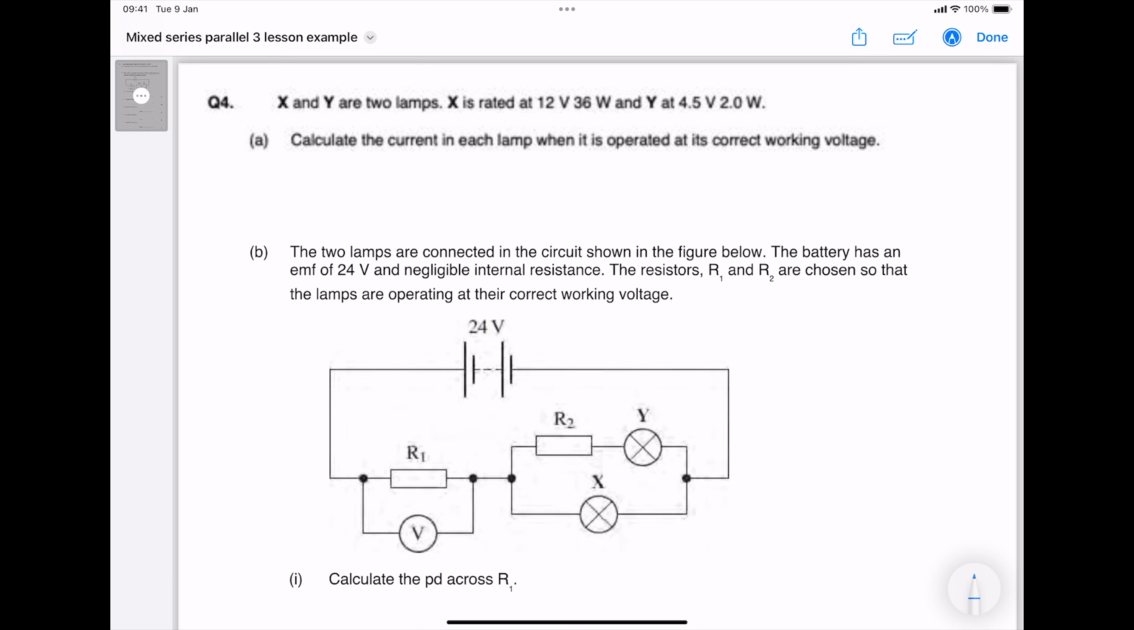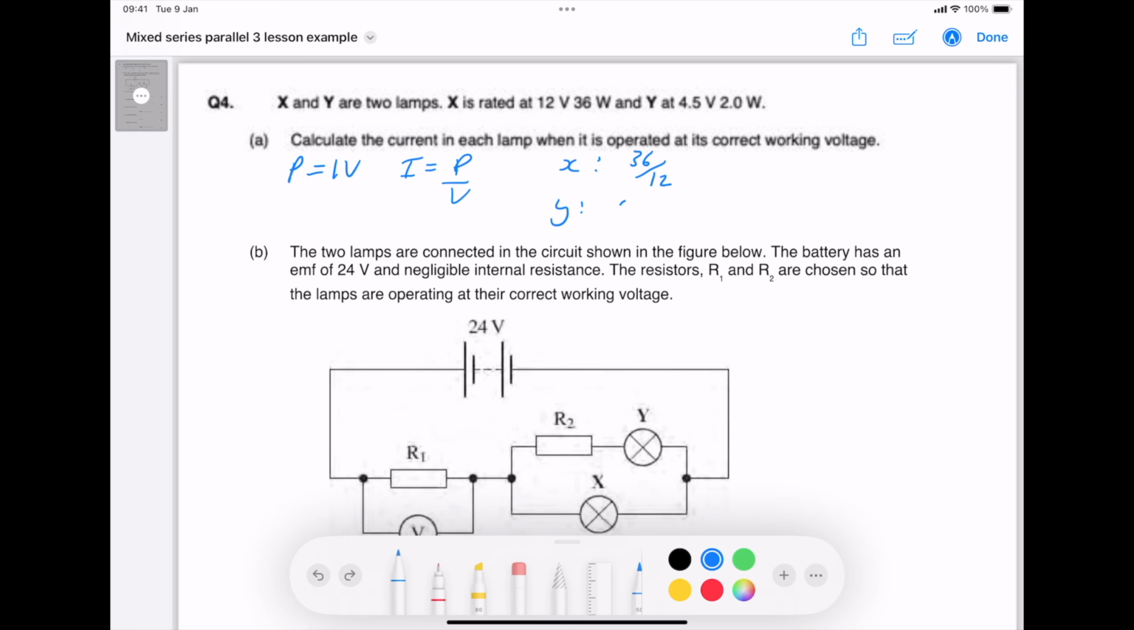So we're going to be using a formula, P equals IV, and then we need to rearrange to get the current. I equals P divided by V. If we put X there and Y there, for X it'll be 36 divided by 12, which is 3. And for Y, 2 divided by 4.5 gives us 0.44 recurring. So we got 3 amps and 0.444 amps recurring. That is the correct current that would be flowing through each of these lamps based on the voltage supplied.